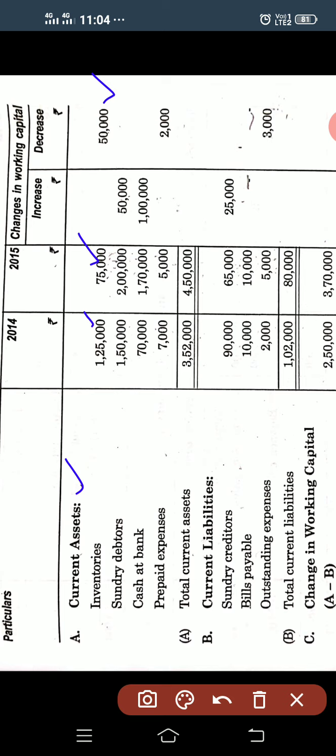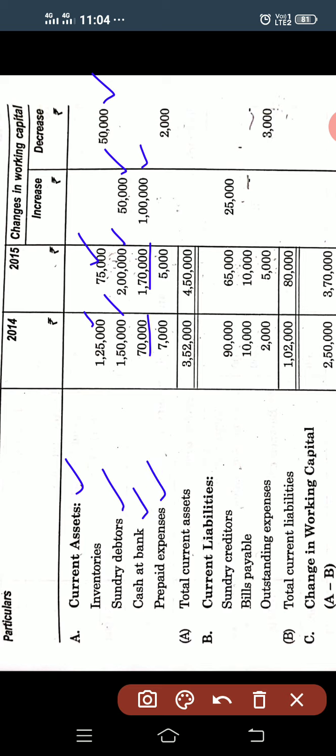That is the difference. Next is the sundry debtors. 1,50,000 in 2014, 2 lakh in 2015. So here also there is a difference of 50,000, but here it is increased. So current asset is increasing, which means we have to record it in increase. The working capital is also increasing. Next is cash at bank. Here it is 70,000 and 1,70,000. So this also is an increase of 1 lakh. If current asset is increasing, we have to record under increase. That means working capital is also increasing.